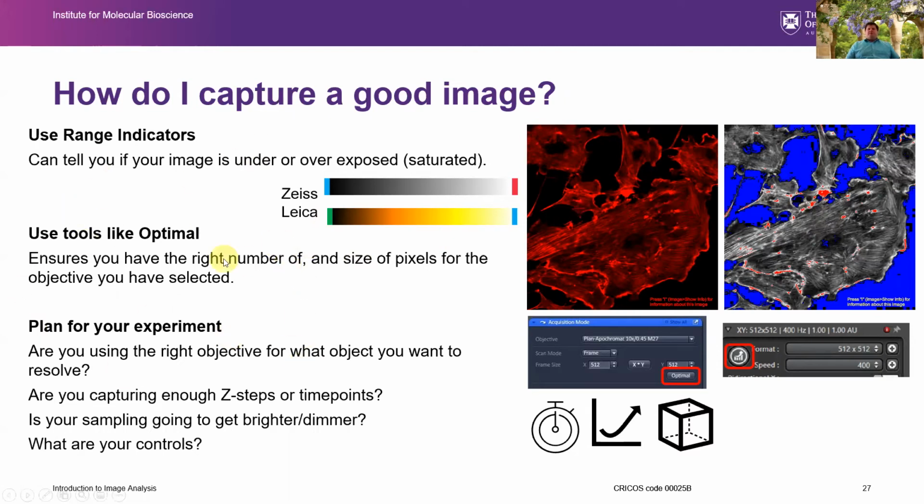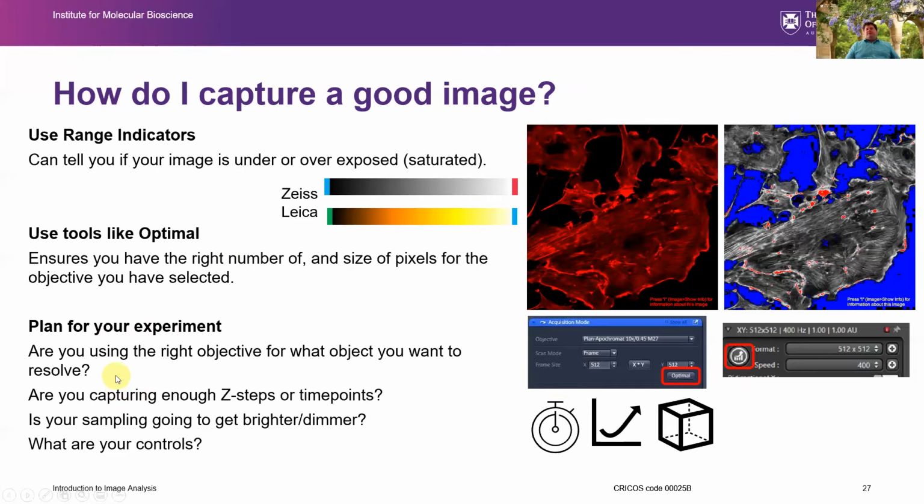Use tools like Optimal. When you're setting up a confocal acquisition, Zeiss gives you this button right under where it says the pixel size of your image. Set it to optimal so that it will say, for the objective you've chosen and the wavelengths that you've chosen, how many pixels do you need and what size should they be for your capture? And if you're using the Zeiss system, there's a button here in their top left corner that does the same thing.